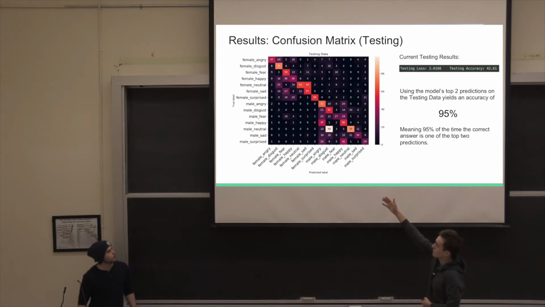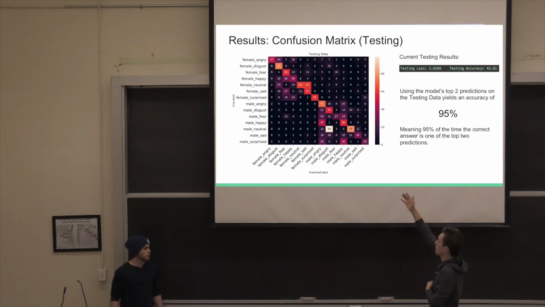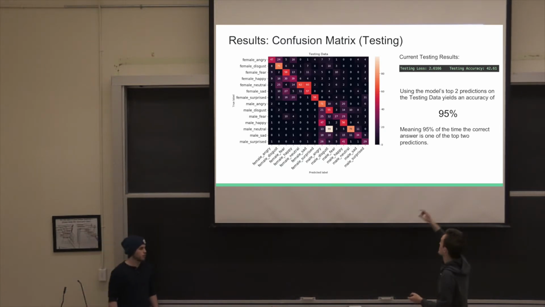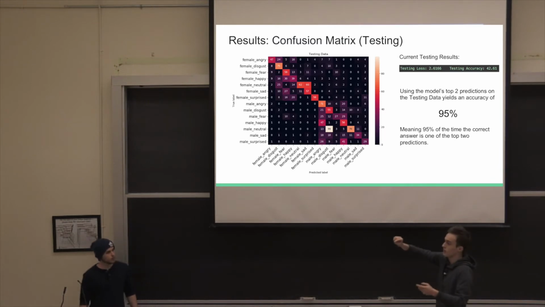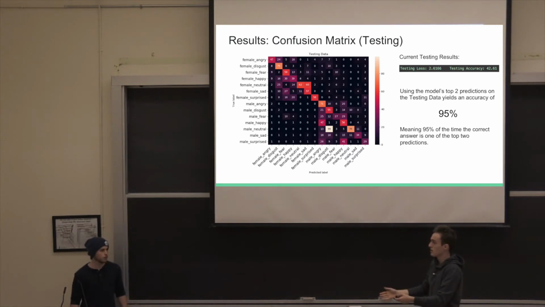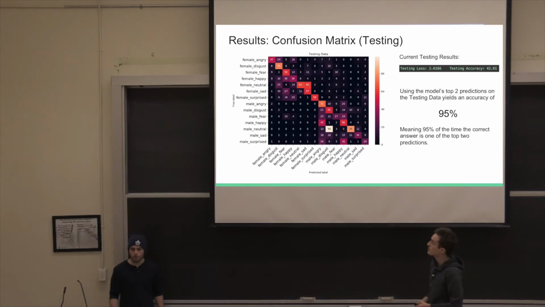And again, there is strong gender classification, but it fails to do that well in emotion classification. And so then we looked at the top 2 accuracy, which is just if the correct label is in the top 2 predictions. And so we reached 95% accuracy, which shows that our model isn't just randomly guessing. It is learning, but it just has some difficulties between certain classes.